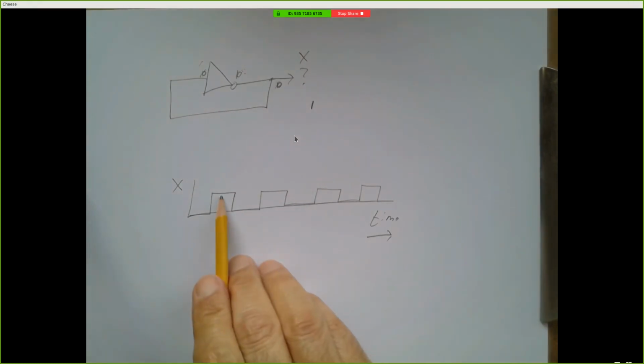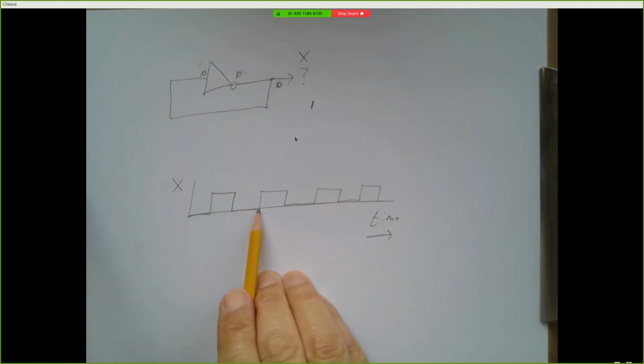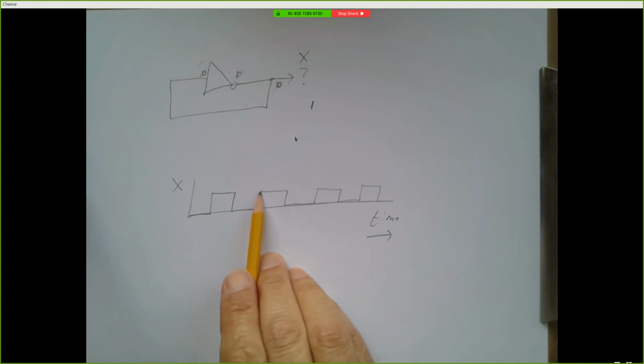Because as soon as it becomes a 1, the input of the inverter is a 1, the inverter is going to change its mind and output a 0. And that's going to go into the inverter, and it's going to change its mind and output a 1, and so on.